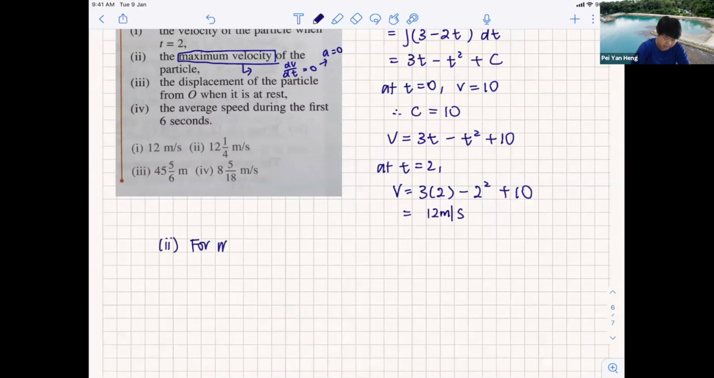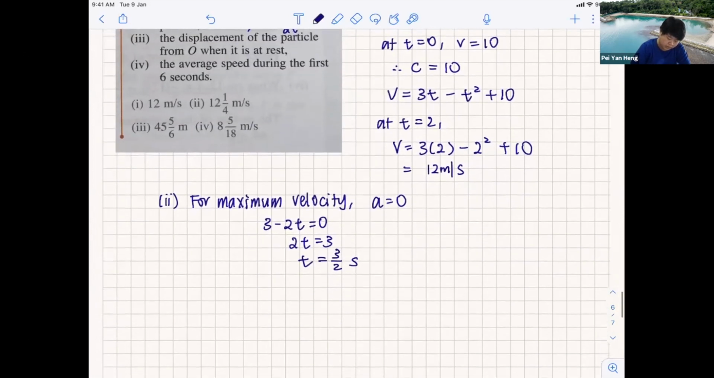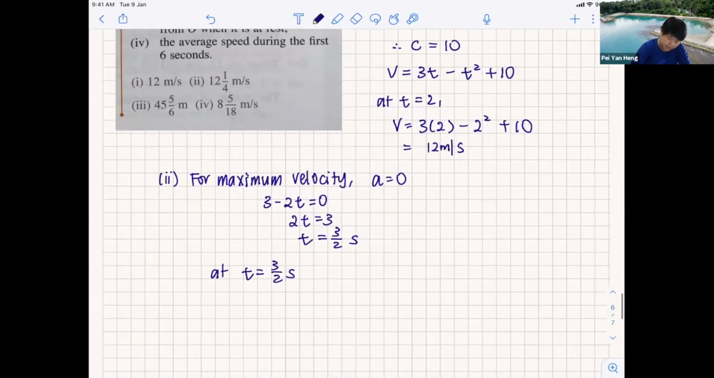So for maximum velocity, a equals 0, and then you need to find the time. Okay, so a is 0, so 3 minus 2t equals 0, 2t equals 3, t will be 3 over 2 seconds. So at t equals 3 over 2 seconds, we sub into the velocity formula, 3 times 3 over 2 minus 3 over 2 squared plus 10.